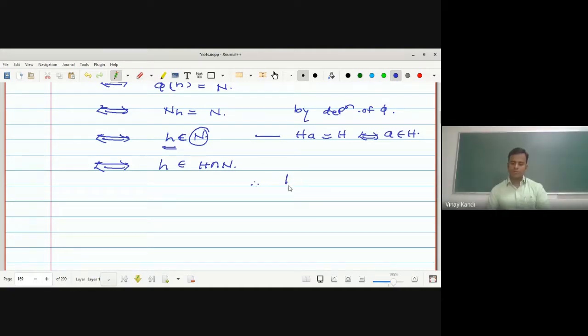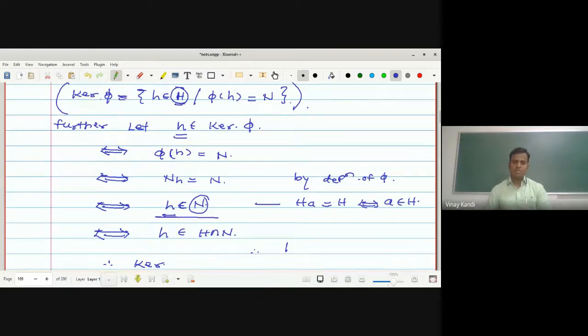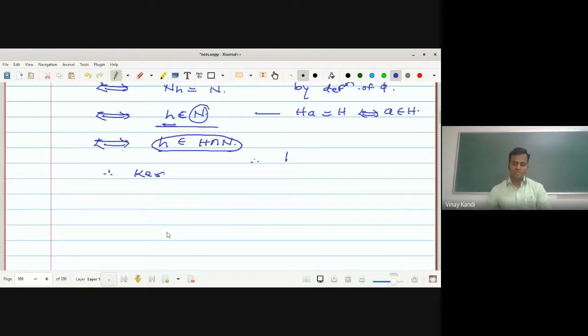Implies and implied statement: if the condition holds one way, it holds the other way too. So here the kernel of phi is equal to what? If you take an element belonging to H intersection N, then it belongs to kernel of phi. It implies kernel of phi is nothing but H intersection N.